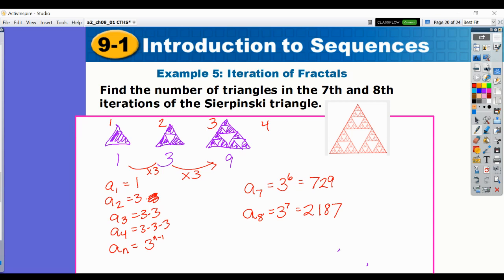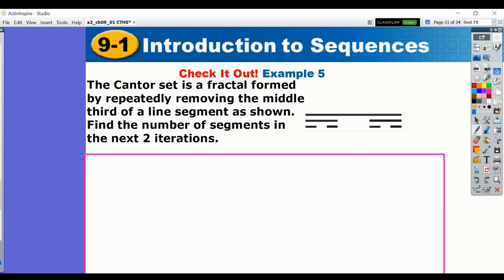One more question. This one is the Cantor set, which is a very similar idea. We just have a line and we're removing the center third. So we take this line, cut it in thirds, and take out the center. Then we take each of those lines, cut out the center third. So the first iteration has 1 line, the second has 2, the third has 4, and then those are each going to have the middle removed, so there's going to be 8, and so forth.